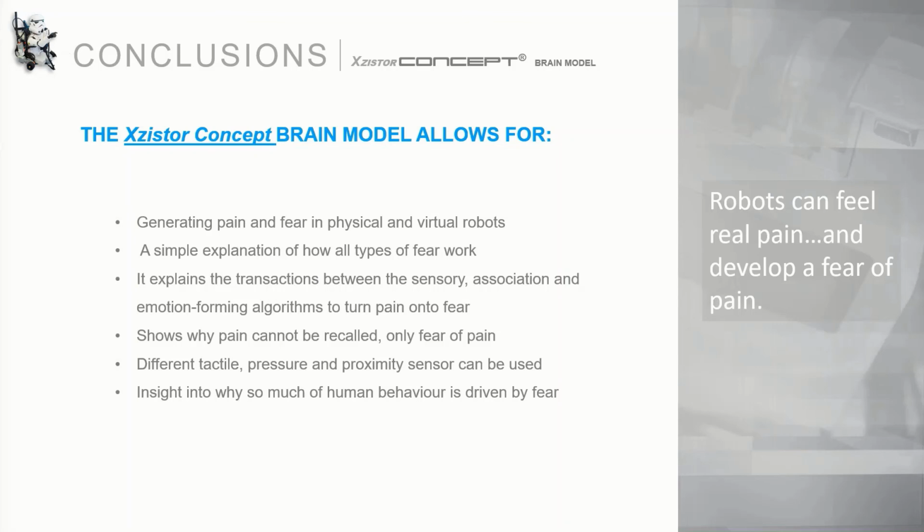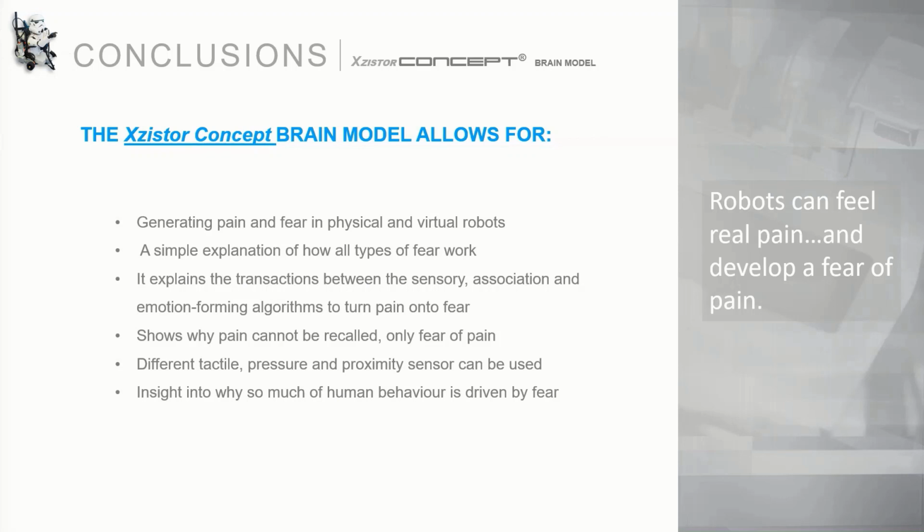It also gives us a simple explanation of how all types of fear work. Remember, I said there's a single simple term that the Xzistor concept brain model defines. Let's just call it ABC, which allows us to explain all different types of fears and derivatives of fear, and even things like the fear of fear. It also explains the transactions between the sensory, the association area, and the emotion-forming algorithms to turn pain into fear. And it shows why pain cannot be recalled. Only fear can be recalled. So a lot of these things are explained by this specific algorithm.